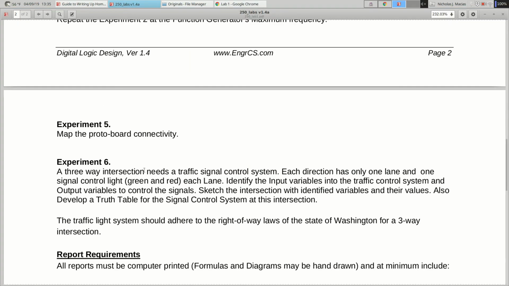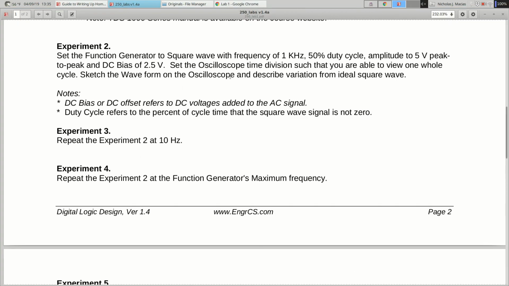So let's look at experiment 2. You're sketching a waveform on an oscilloscope and describing variation. Suppose you do that, but you don't mention that you set the square wave to 1 kilohertz with an amplitude of 5 volts. All you've said is experiment 2, and here's a picture of a waveform. Can somebody else reproduce what you did? No, because they don't know everything that you did.